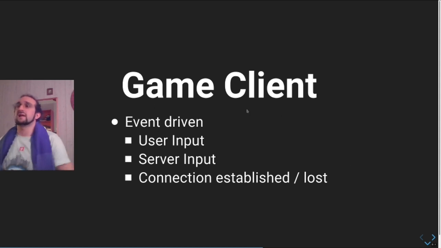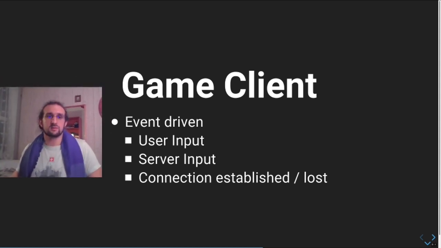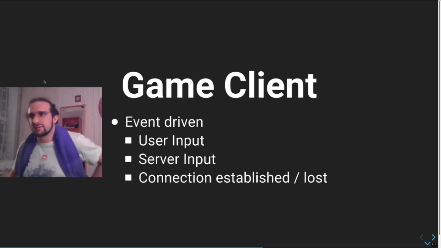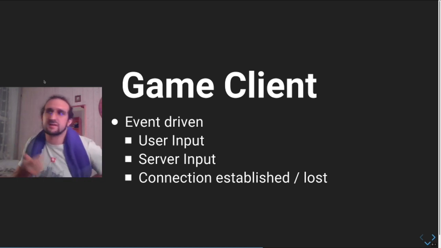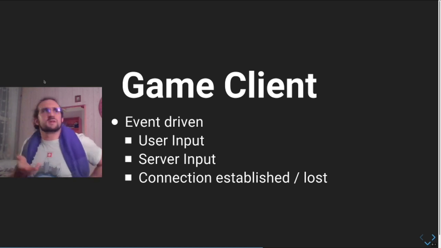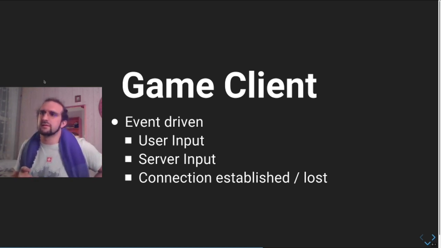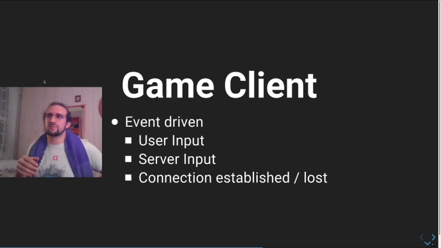So, the game client. What do we need for the game client? Well, we need all the rendering, and we need user input, and we need server input, and we don't want people to install much, so it's a website. Of course, naturally it's JavaScript. These are the three types of events: user input, meaning buttons, key presses, clicks; server input, which is all the messages that come over the network; and then of course, connection established and lost.